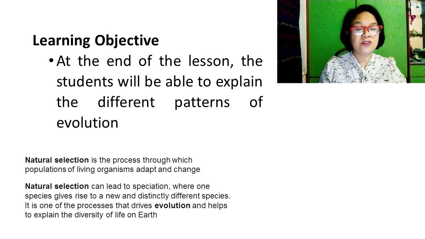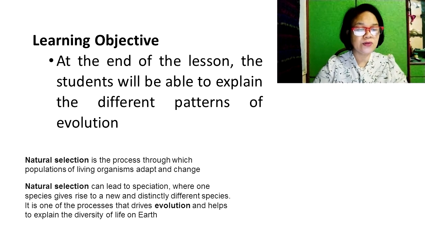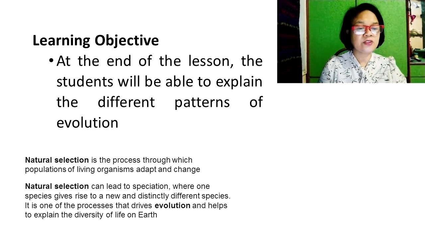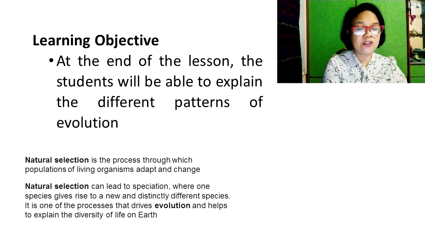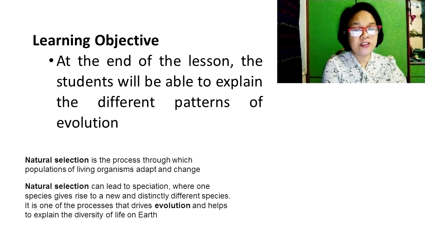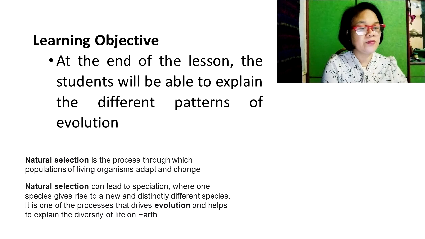It is said that natural selection is the process through which populations of living organisms adapt and change. This natural selection can lead to speciation, wherein one species gives rise to a new and distinctly different species. It is one of the processes that drives evolution and helps to explain the diversity of life on Earth.